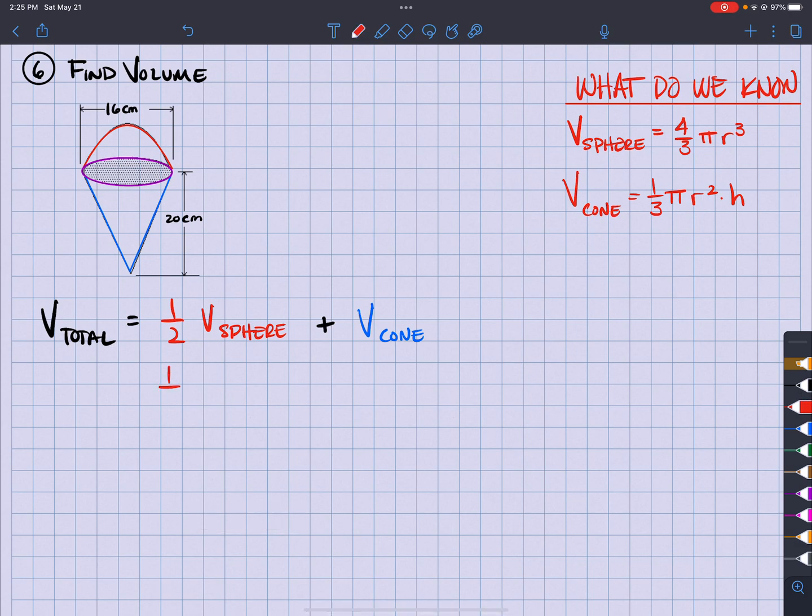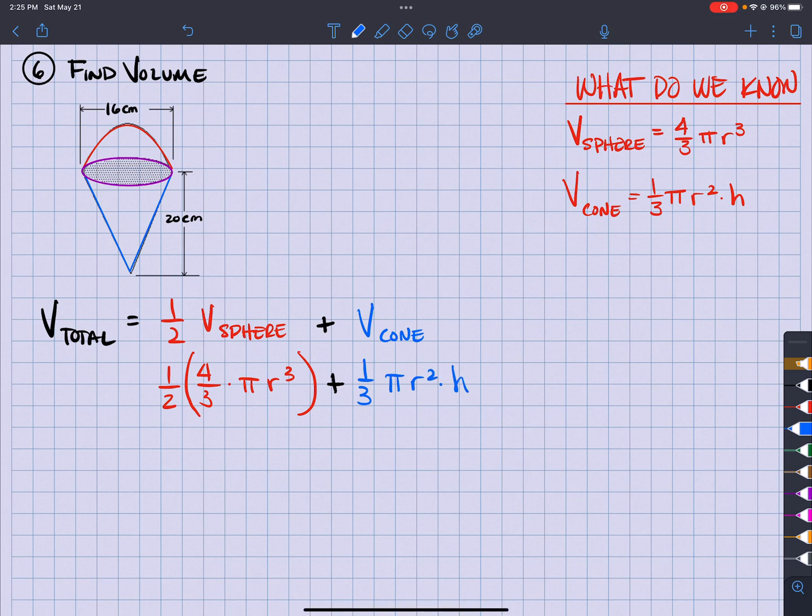So I got 1/2 times, or I should just do this, right? So let me take out that dot and make a parentheses, 4/3 times pi r cubed plus 1/3 pi r squared times that height.